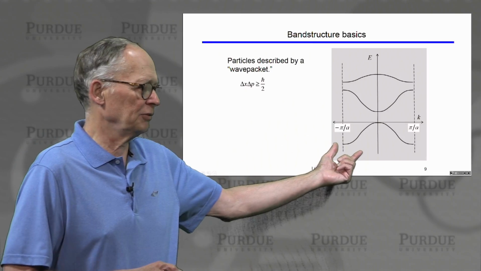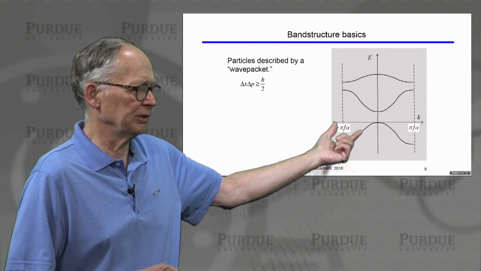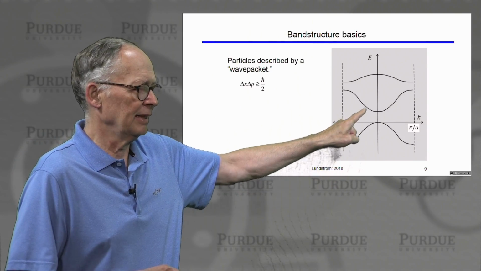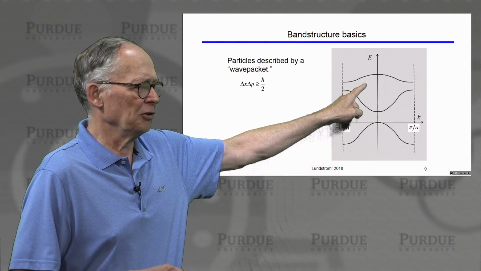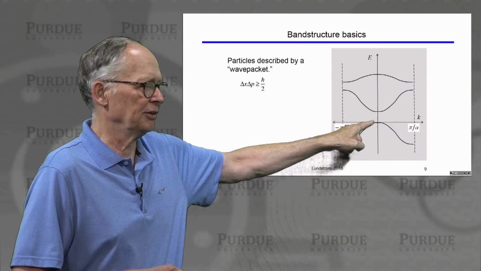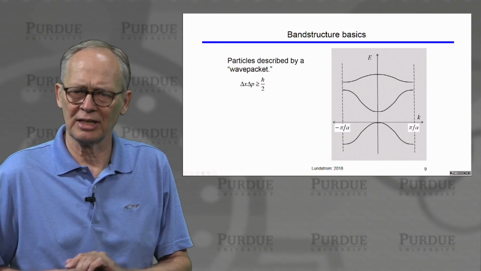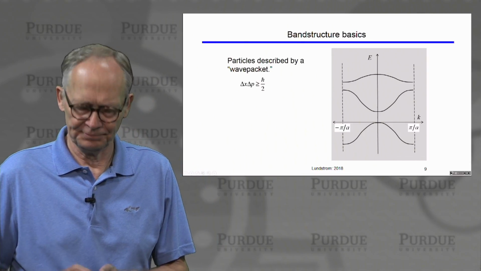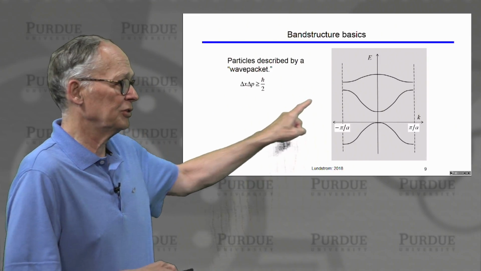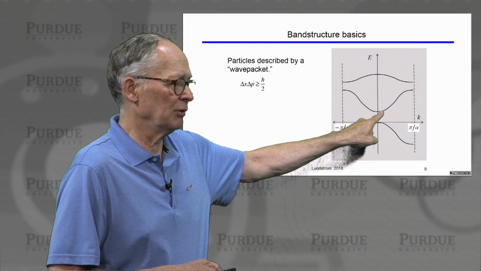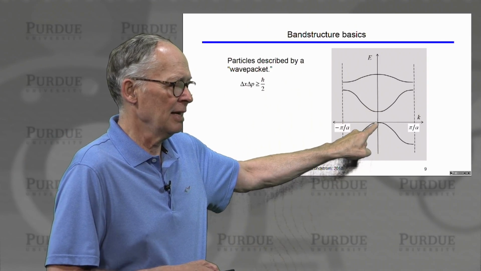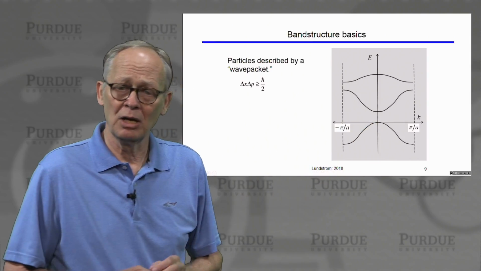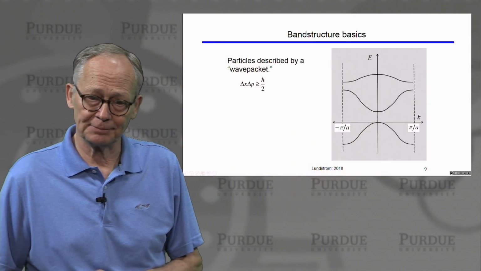We solve the Schrodinger equation with the crystal potential. Here's the valence band. Here's the conduction band. There are other bands higher in energy, and there are other bands lower in energy, but by and large, we don't need to concern ourselves with those other bands. Most of the electrons in the conduction band will be near the bottom of the conduction band. Most of the holes in the valence band will be near the top of the valence band.